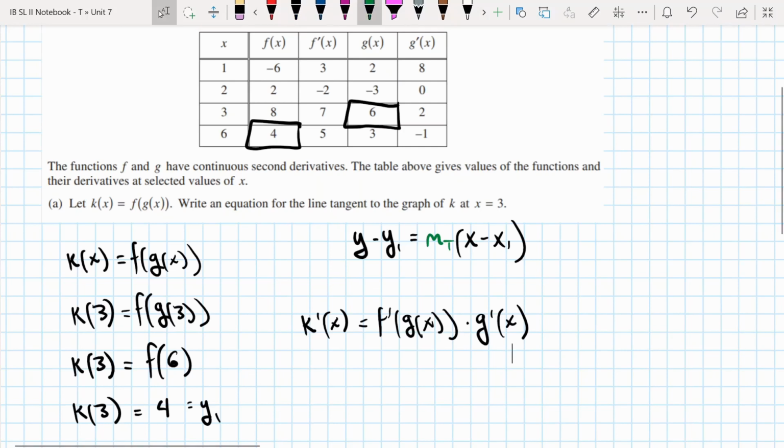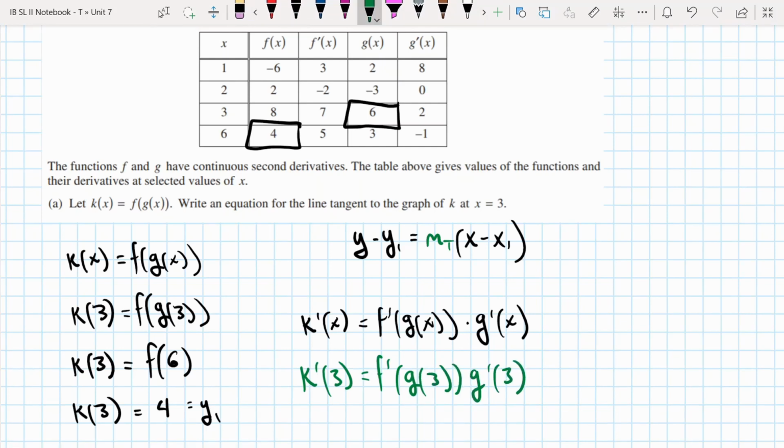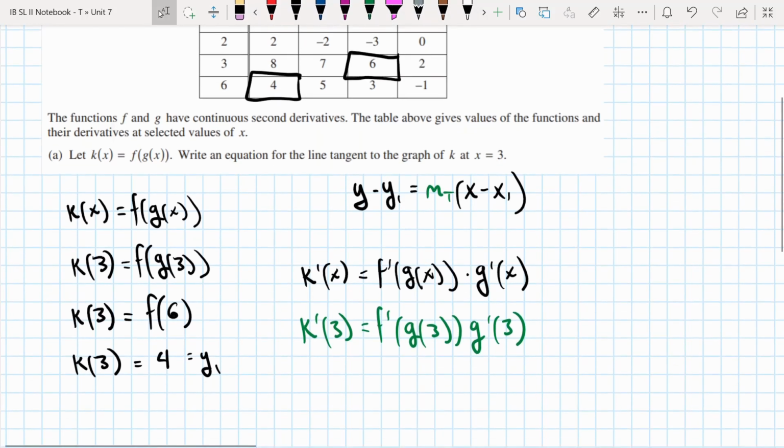And we're going to plug in 3 here for x, and that will give us the value of the slope of the tangent line. All right. Well, g of 3 is equal to 6. We've seen that before. So this becomes f prime of 6 times g prime of 3.